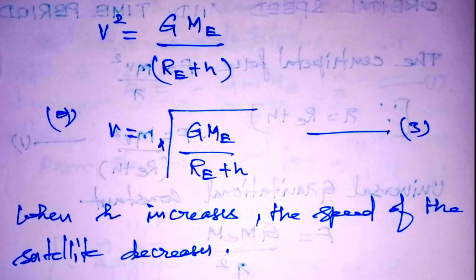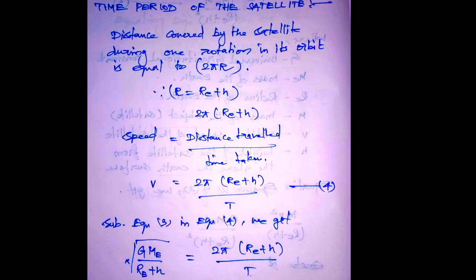orbit. Then suppose the satellite's height is increased, what about the speed of the satellite? The speed of the satellite is decreased. That is a very important conclusion. After finding the orbital speed, we are going to calculate the time period of the satellite. What is the time period? It is the time taken to complete one revolution in the orbit.